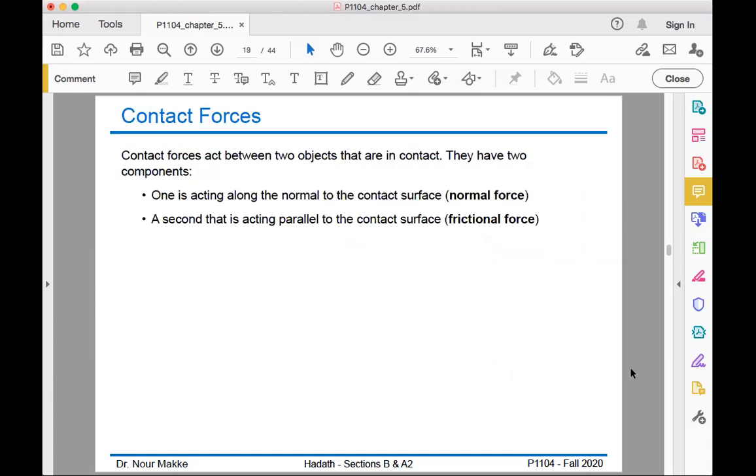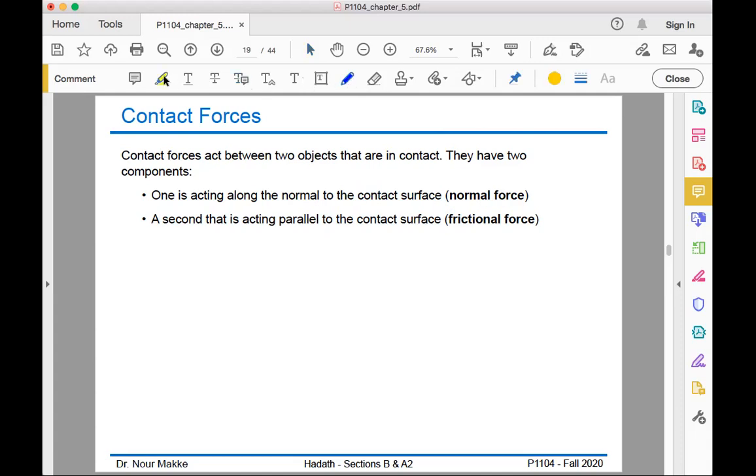Now let's move on to the contact forces. As we have said earlier, we have two types of forces, and one type is the contact force. Contact forces act between objects that are in contact. And for any two objects in contact, we can define two components for the contact force. First, we have one that is acting along the normal to the contact surface, which we call the normal force. So it's perpendicular to the contact surface. And we have a second contact force that is acting parallel to the contact surface, which we call the frictional force. Okay, so you have to remember this.